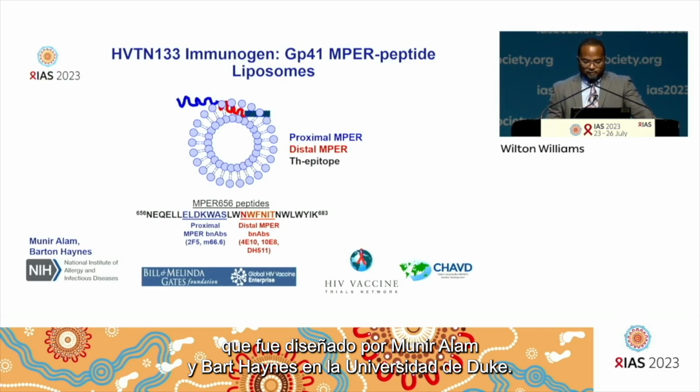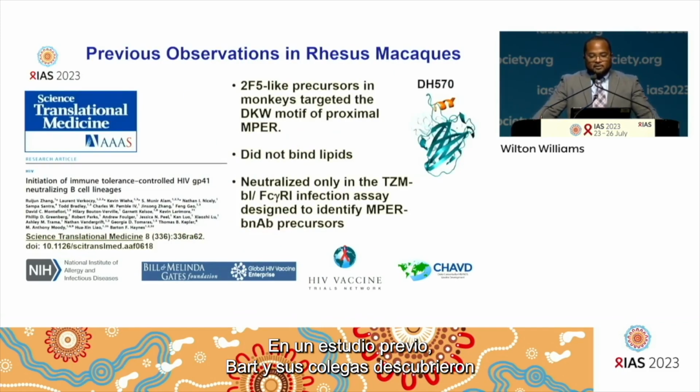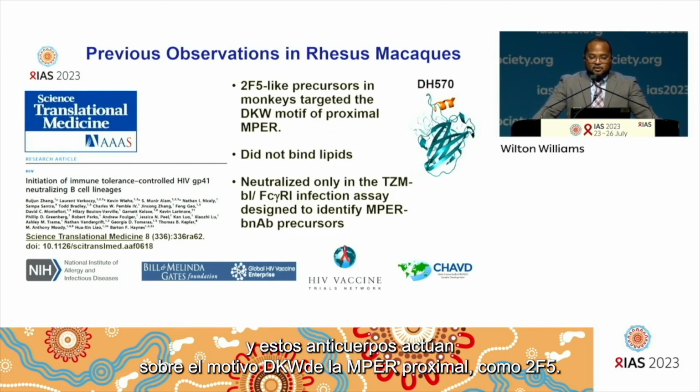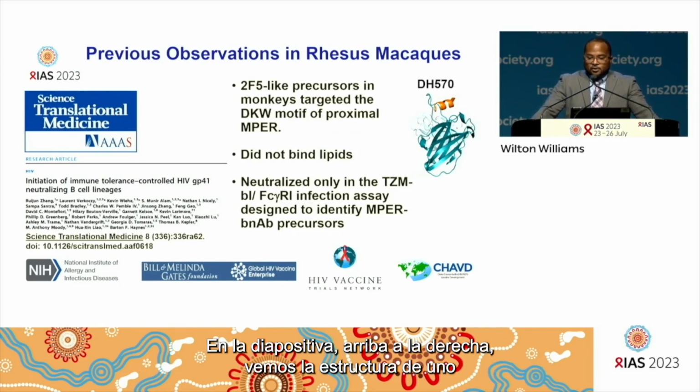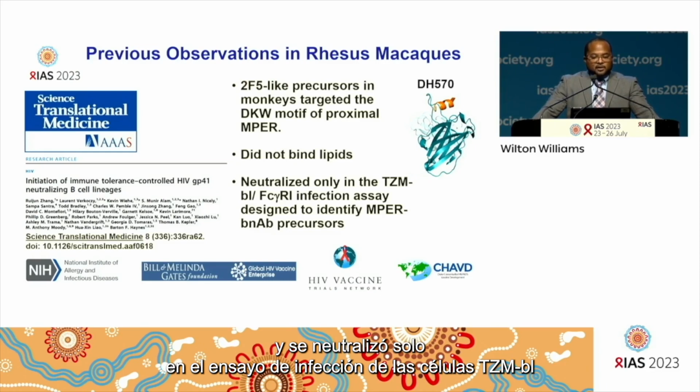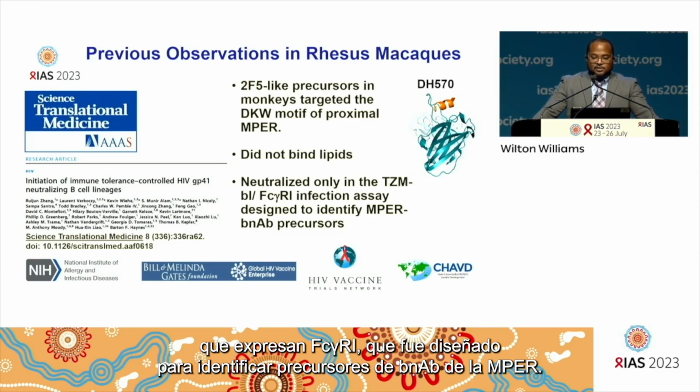So in a previous study by Barton and colleagues, they found that the GP41 MPER peptide liposome elicited 2F5-like precursors in monkeys, and these antibodies targeted the DKW motif of proximal MPER like 2F5. Shown in the top right of the slide is a structure of one of these antibodies that was isolated from the monkeys, and this antibody was referred to as DH570. In terms of the functional characteristics of DH570, this antibody did not bind lipids and neutralized only in the TZM-bl Fc gamma R1 infection assay that was designed to identify MPER bNAb precursors.